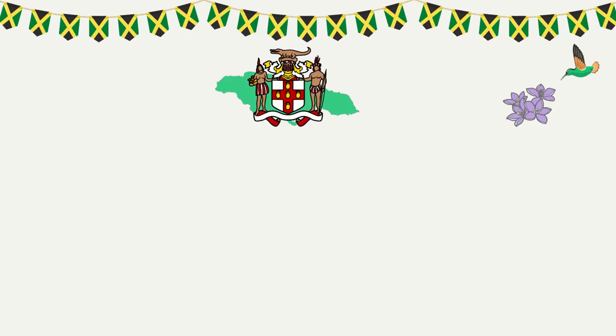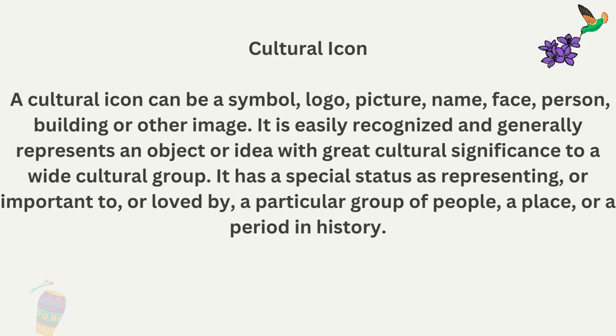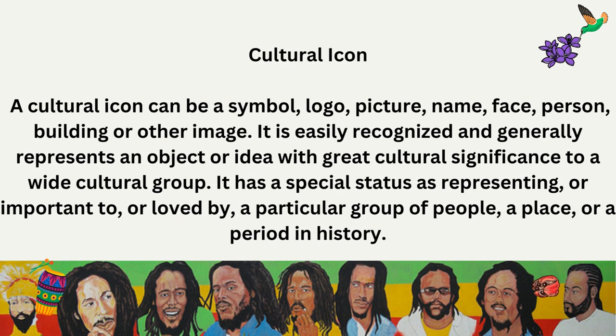Jamaica's culture and heritage, or a cultural icon. A cultural icon can be a symbol, logo, picture, name, face, person, building, or other image. It is easily recognized and generally represents an object or idea with great cultural significance to a wide cultural group. It has a special status as representing, or important to, or loved by, a particular group of people, a place, or period in history.